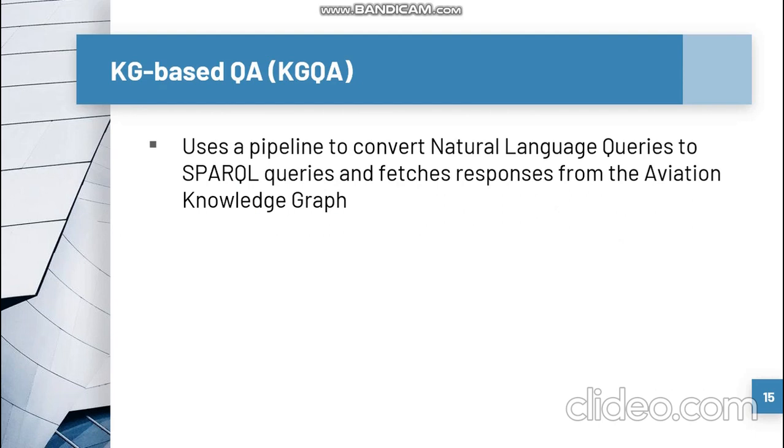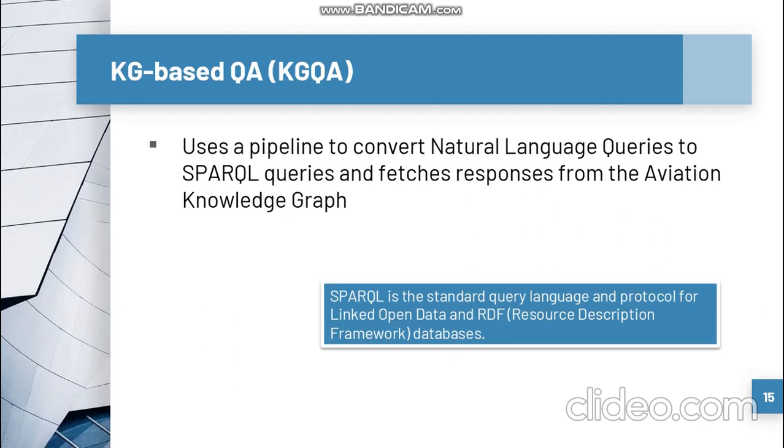A knowledge graph based question answering system uses a pipeline that converts the natural language queries that a human asks into SPARQL queries first, and then fetches the responses from the aviation knowledge graph. SPARQL is the standard query language and protocol for linked open data and RDF. RDF is the Resource Description Framework, in which data is represented in the form of entities and relationships, as we have discussed earlier in the knowledge graph.